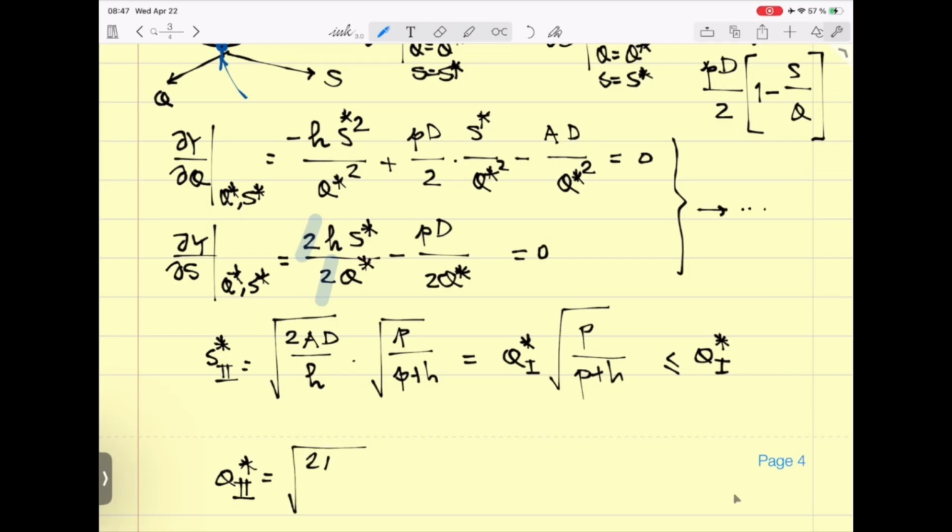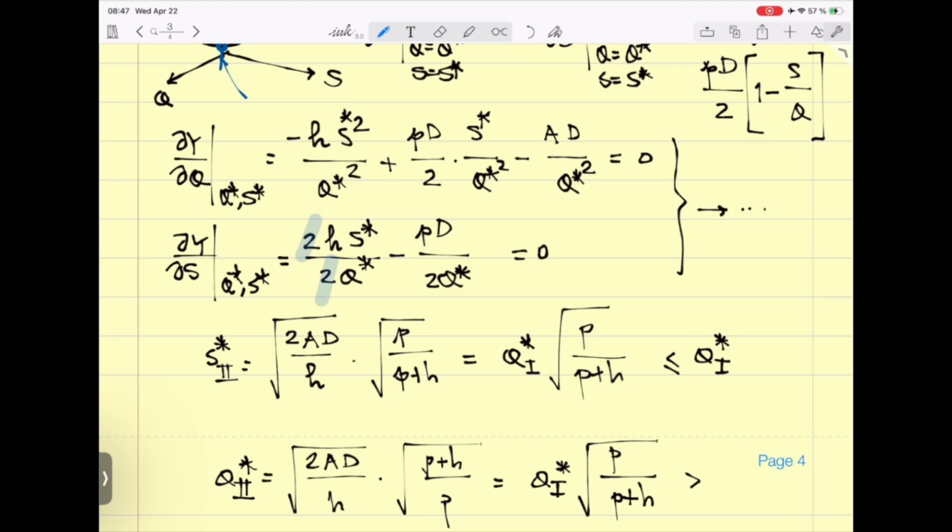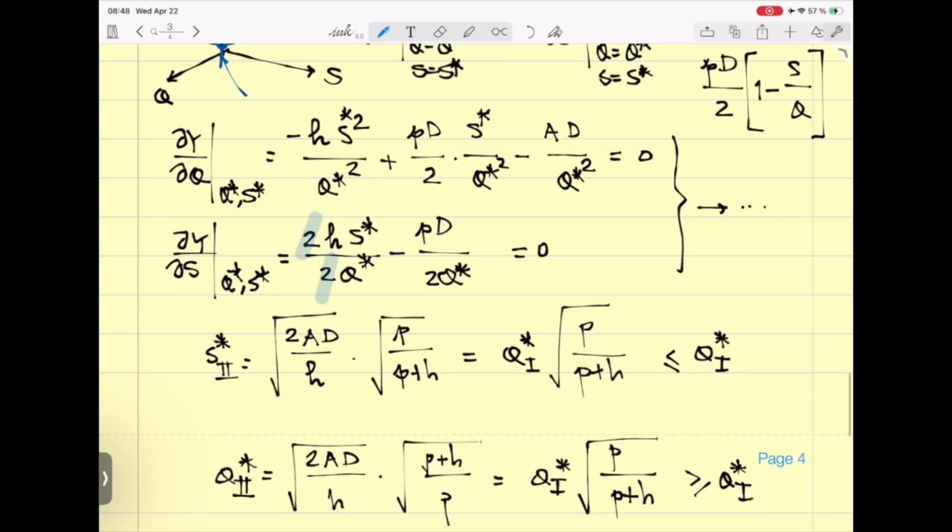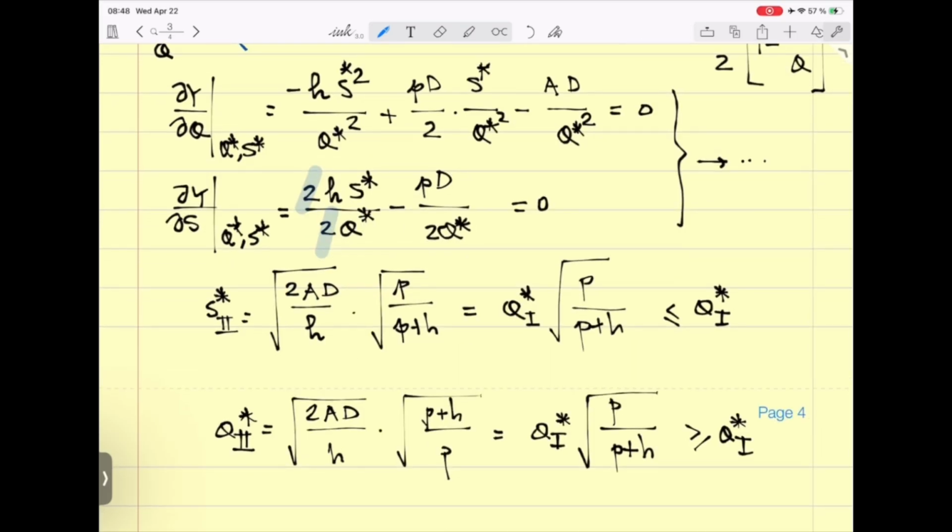the square root of 2AD divided by H times the square root of P plus H divided by P, which equals Q1 star times the square root of P plus H, and this is bigger or equal than the economic order quantity of 1. Okay. This is the solution to our second model.